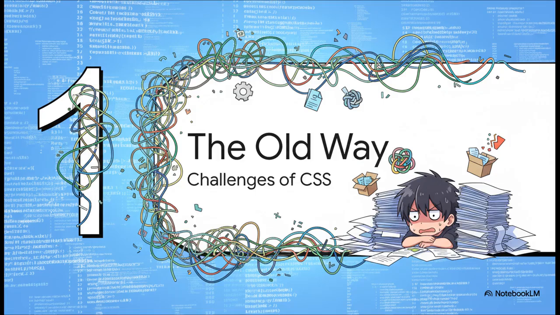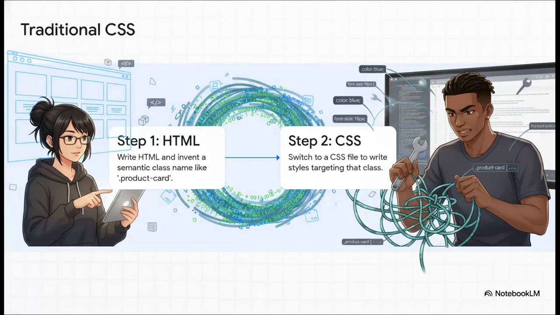So let's rewind a bit and take a quick look at the old way of writing CSS and some of the headaches that come with it. You know the drill, right? It's this constant two-step dance. First, you're in your HTML file trying to come up with the perfect semantic class name, like product card or user profile widget. Then you hop over to your giant CSS file to actually write the styles.